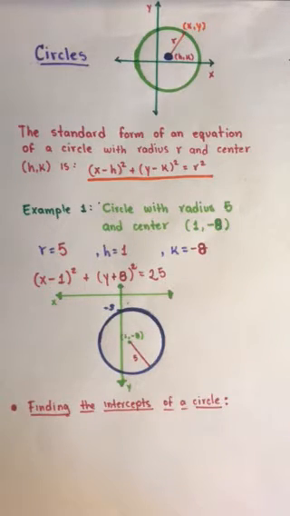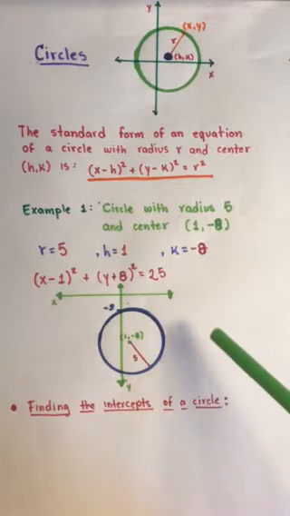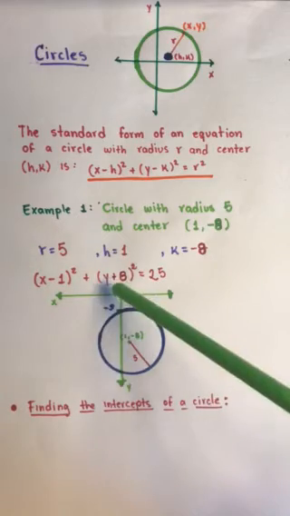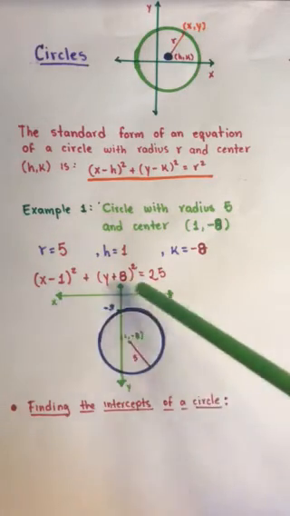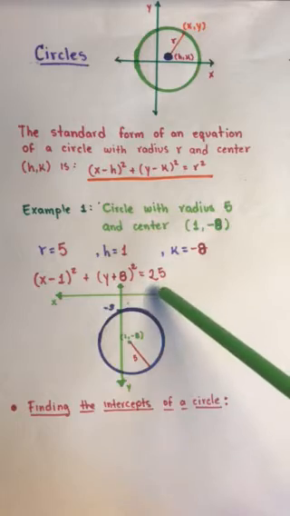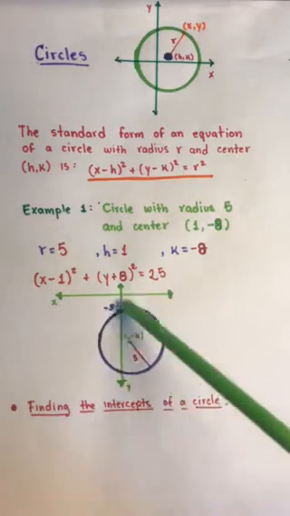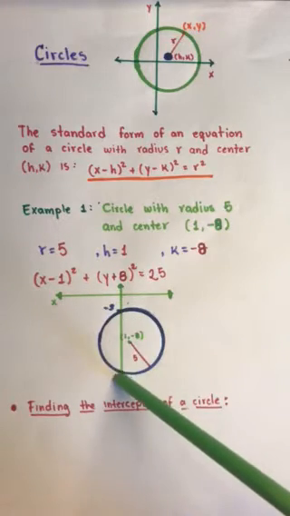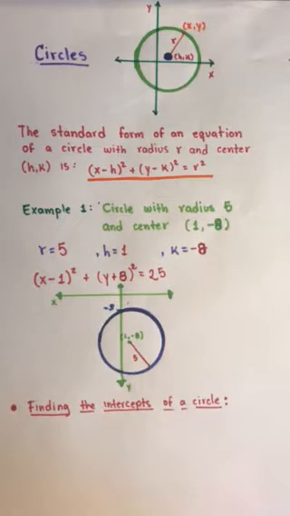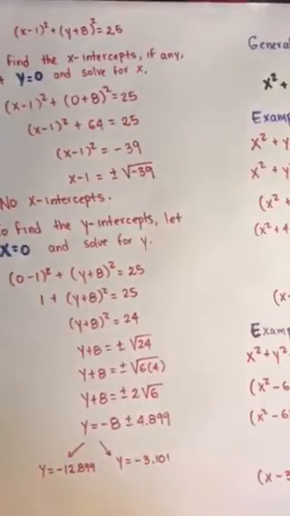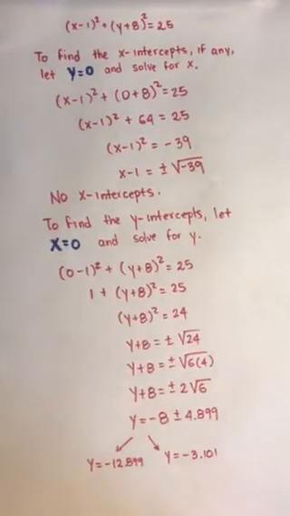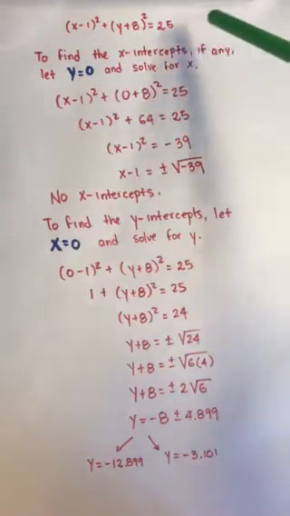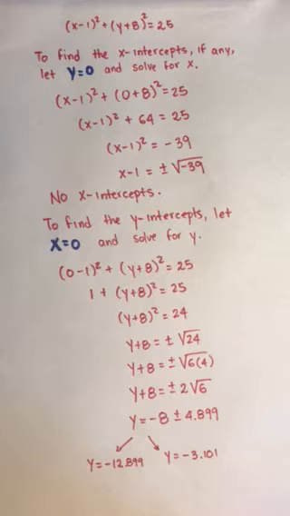Now, what if we want to find the intercepts of the circle? We want to find the intercepts with the y-axis and with the x-axis. Here we probably will not find an intercept with the x-axis because the circle is not tangent to it, but we should find the two values on the y-axis. For this, we need to do the following. We have (x minus 1) squared plus (y plus 8) squared equals 25. That was example number 1.